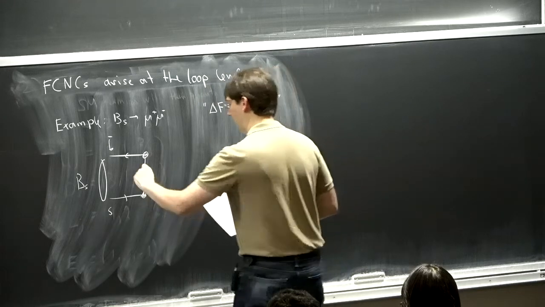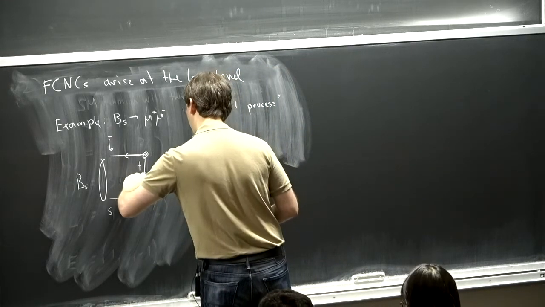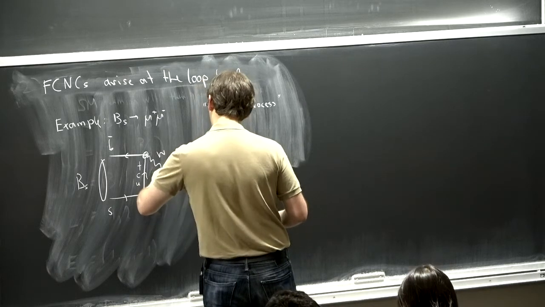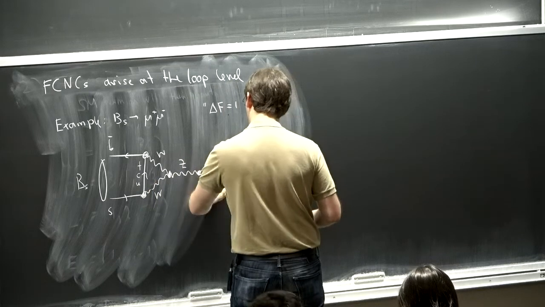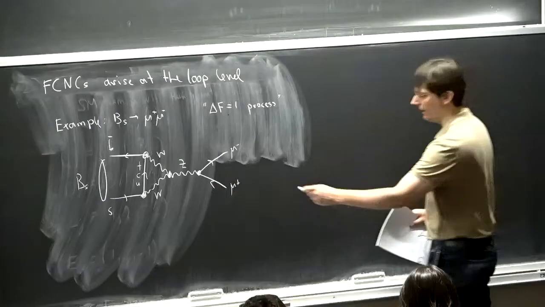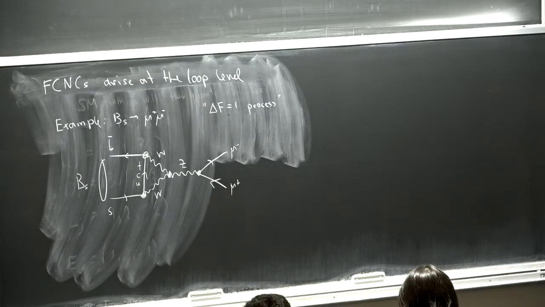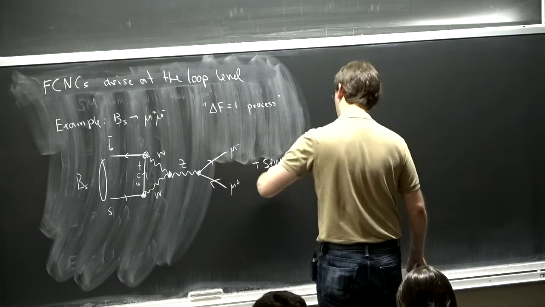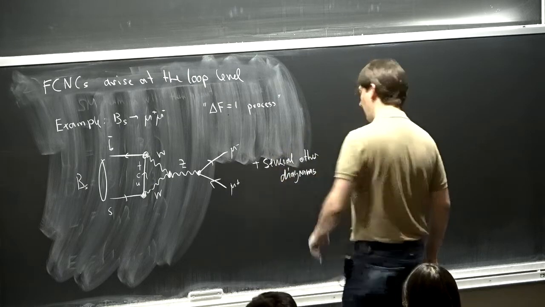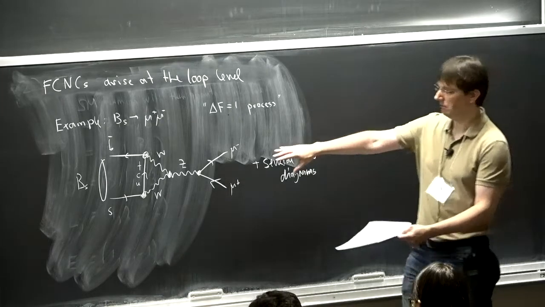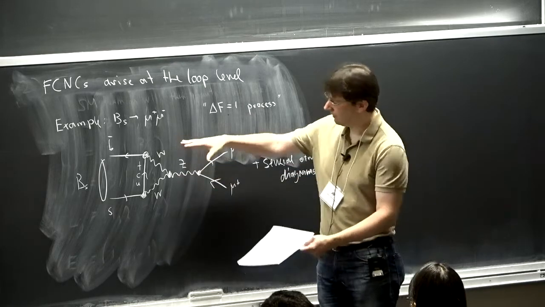We have here an intermediate quark, which can either be a top quark, a charm quark, or an up quark. And then 2 W bosons, which give a Z boson, which then gives the mu plus mu minus pair. And there are several other diagrams that you can draw. That's known as a so-called penguin diagram. There are also box diagrams, which will have a box-like shape.